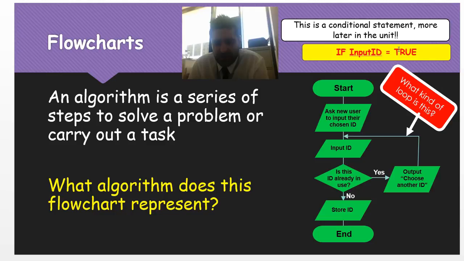Essentially, this flowchart represents the idea that you're inputting a username, and if it already exists, then it keeps asking you for a new username. And once you type in a unique username, it stores it.